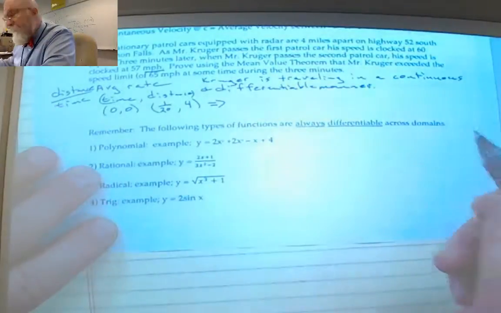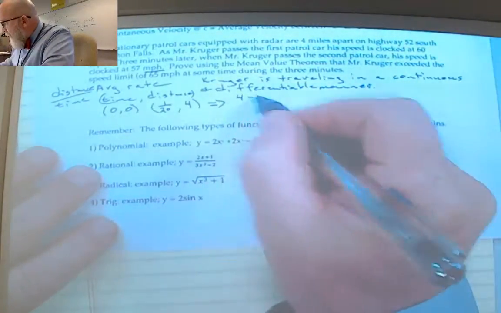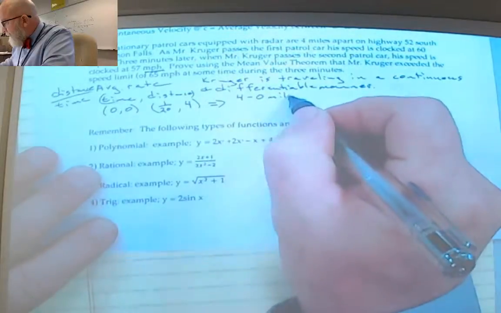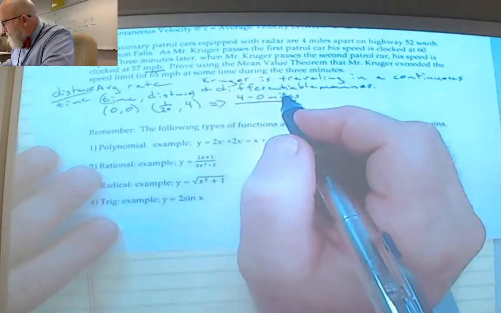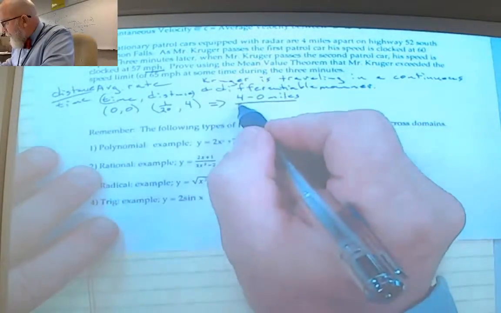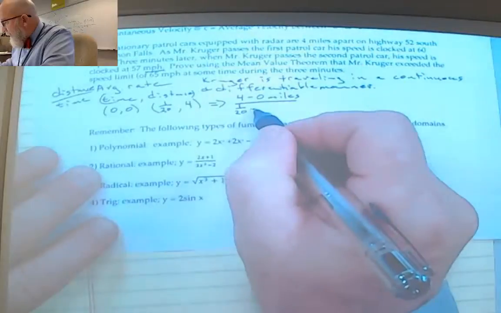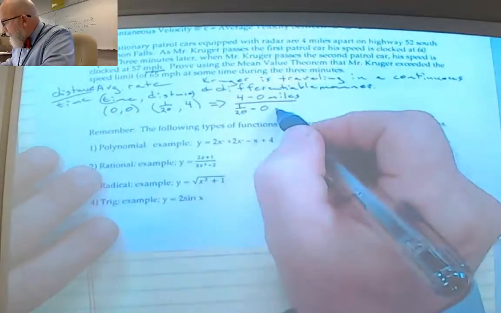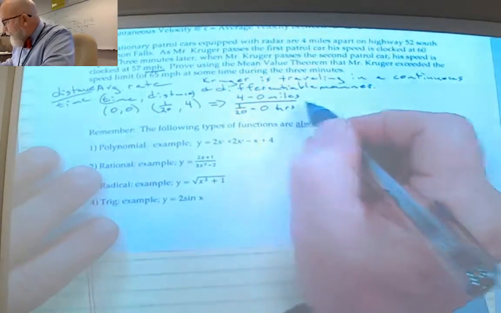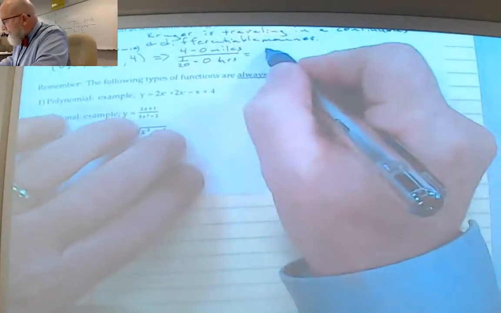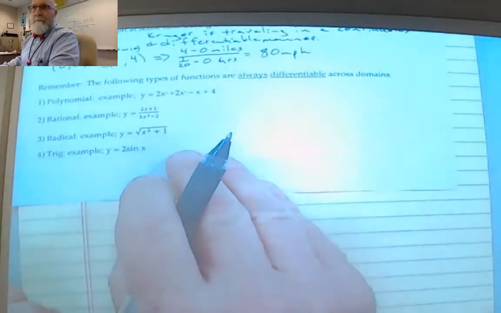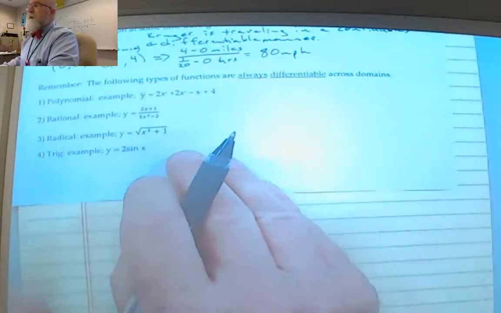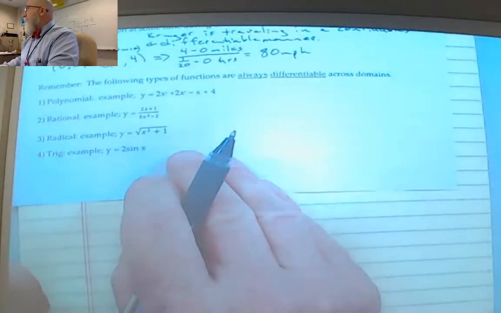Would you agree? 4 minus 0 miles over 1/20th, right? There's my 3 minutes over 0 hours. What is that? 80 what? 80 miles per hour. That's my average rate. My average rate is 80 miles per hour.